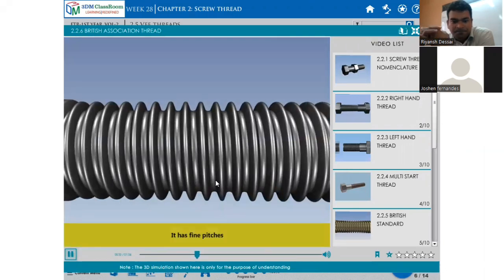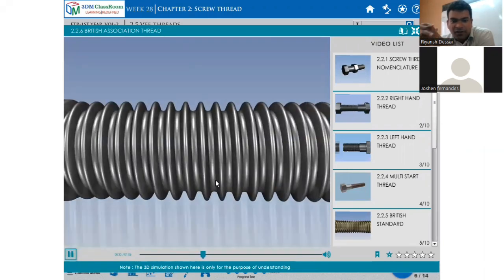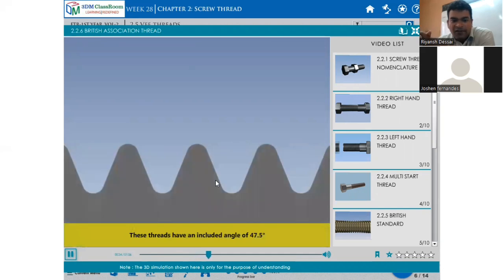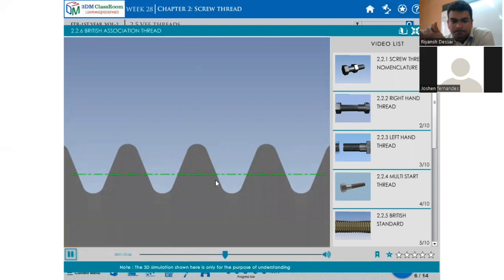It has 5 pitches. Pitch is very fine. These threads have an included angle of 47.5 degree. Pitch.